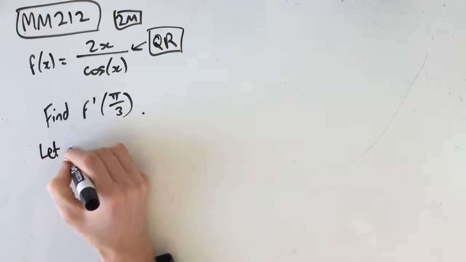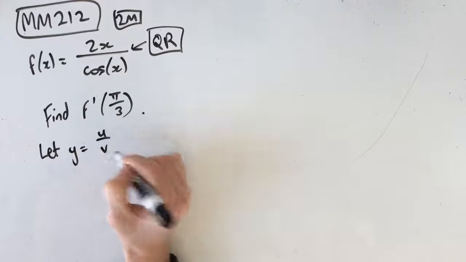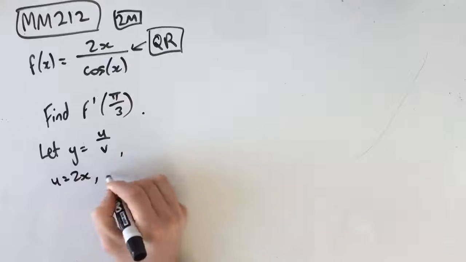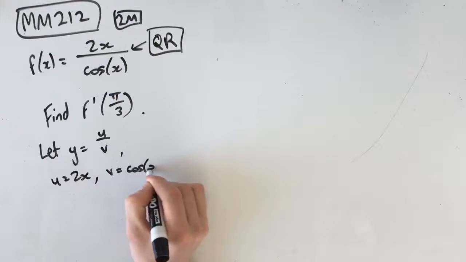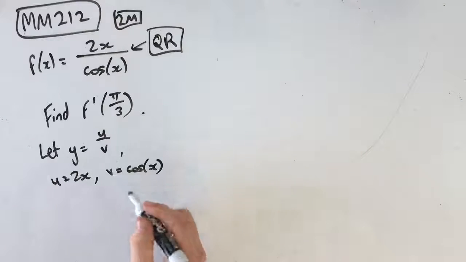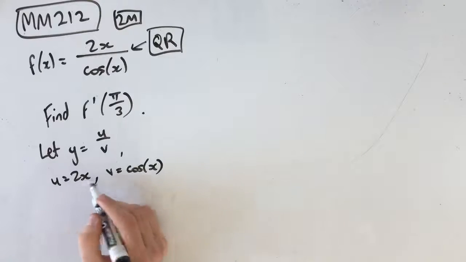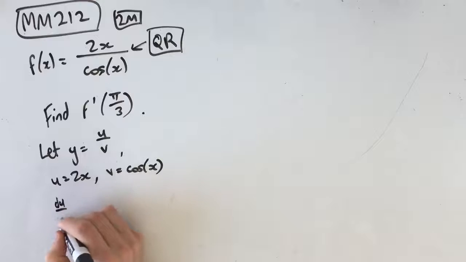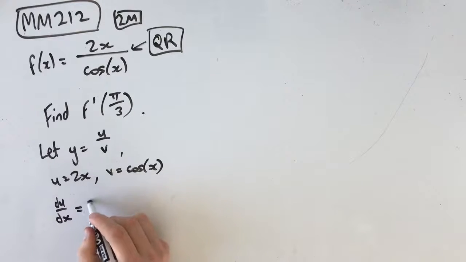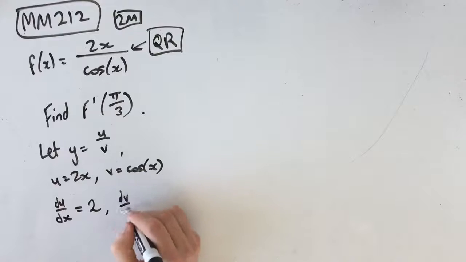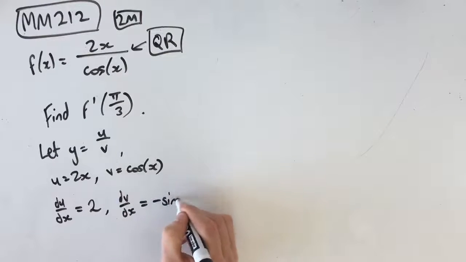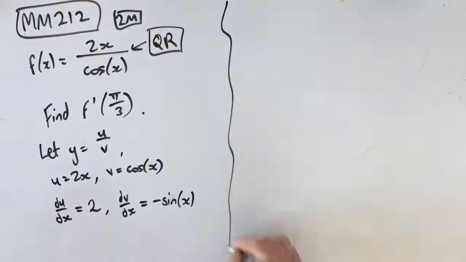Firstly, I'm going to let y equal u over v for our quotient rule, where u equals 2x and v equals cos of x, right? Awesome. So from here, what we're actually going to do is find du dx and dv dx, because we're going to need those for our quotient rule later. Now du dx is the derivative of 2x, which is just 2. And dv dx is the derivative of cos x, which is negative sine x.